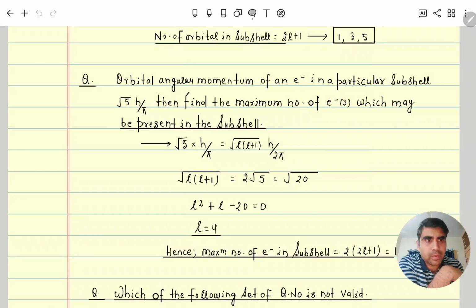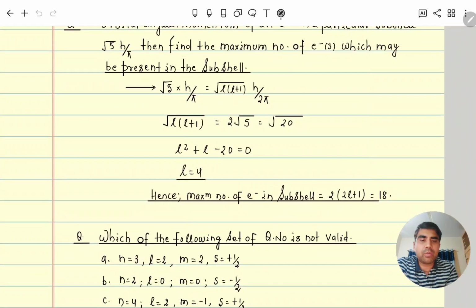Here we are equating. On equating, you can see h by pi cancels, and this 2 goes to the other side. So 2 root 5 is equal to this. Applying square on both sides, the L value comes out to 4. So if the L value is 4, the maximum number of electrons in the subshell will be how much?